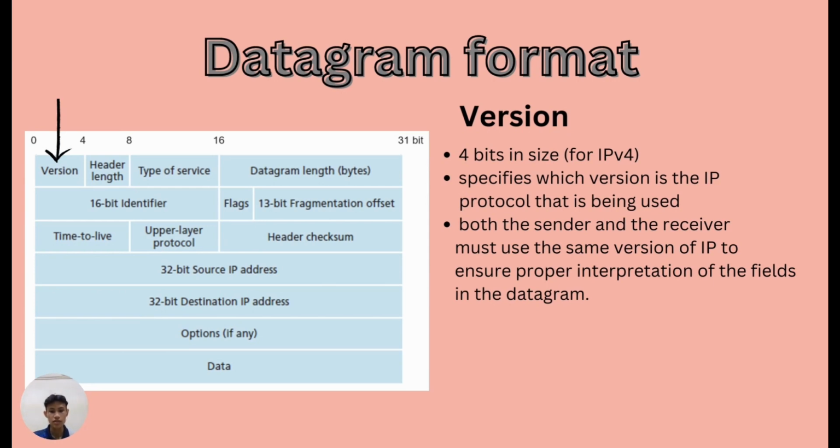The size of the version is 4 bits for IP version 4. If we were to look at the IP version 6 header, then the bit size would be 6 bits. The bit size will follow the version of the IP that we are looking at. But in this case, we are looking at the IPv4 header, so it will be 4 bits. The version specifies which version of the IP protocol is being used. Both the sender and the receiver must use the same version of IP to ensure proper interpretation of the fields in the datagram. In other words, both the sender and the receiver have to be compatible in order for the devices to work properly.